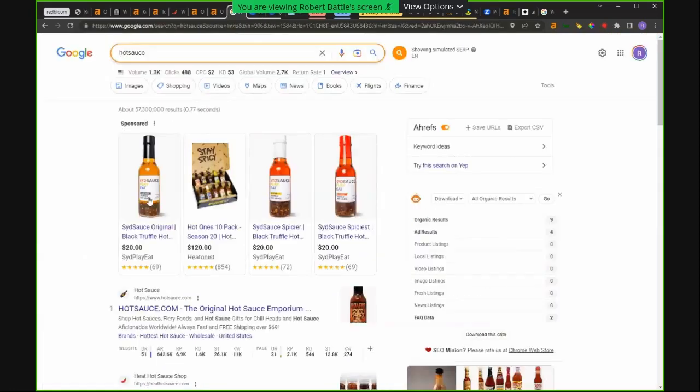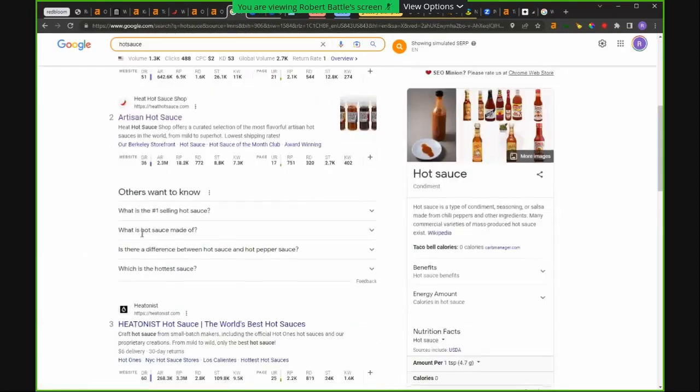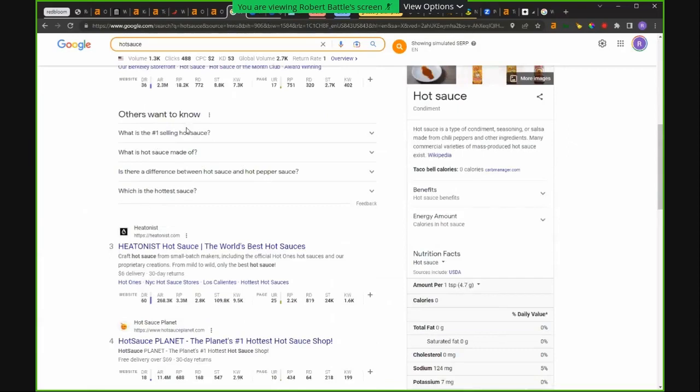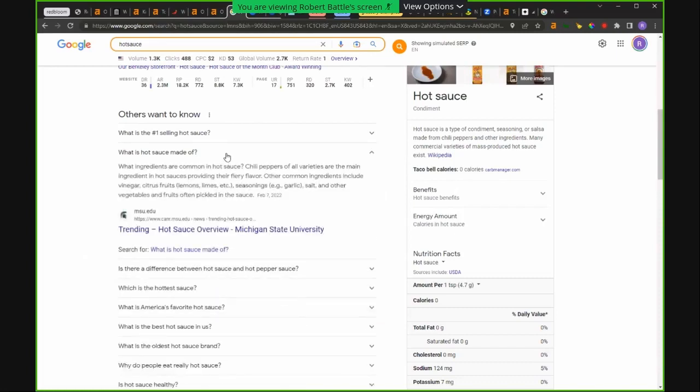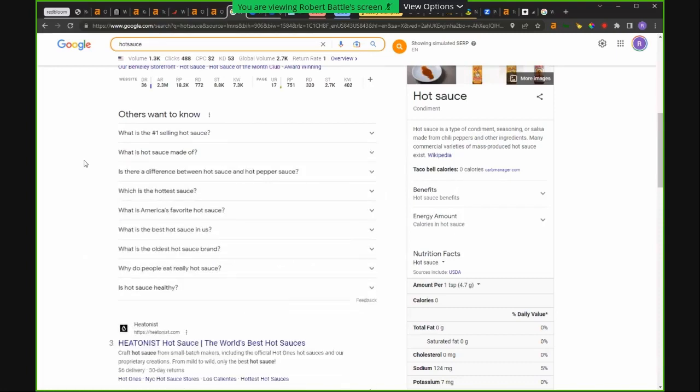But also to note, the order of these questions is super important. Whenever it says others want to know, they want to know this one the most. They want to know this one the second most. So it's very important to put those at the very top of your article. Structure your article or your content piece in a way that it's exactly what Google wants to see. And I think that's super important.